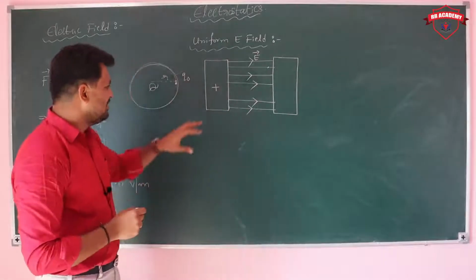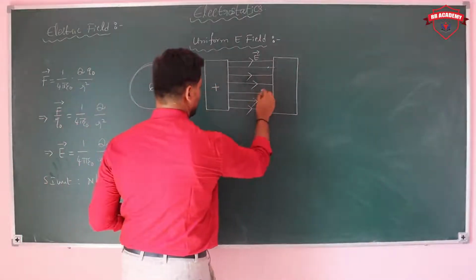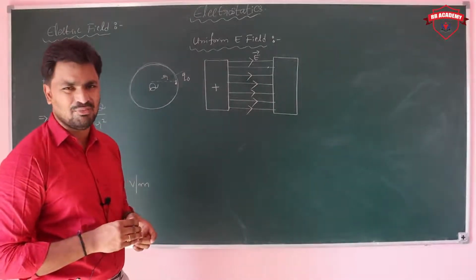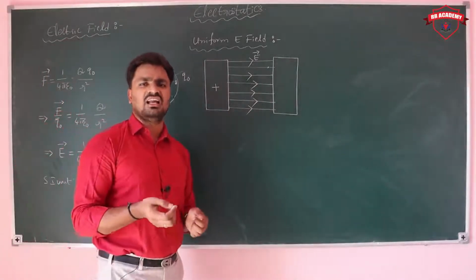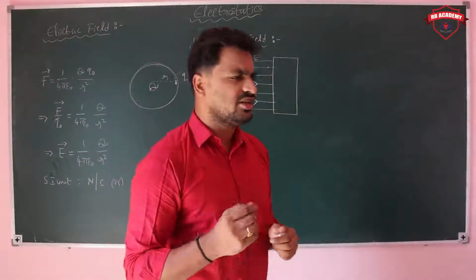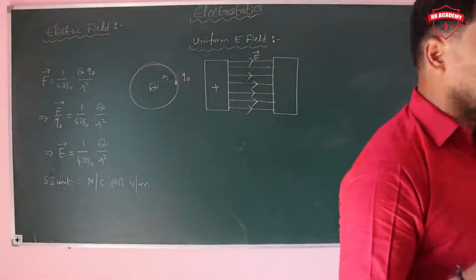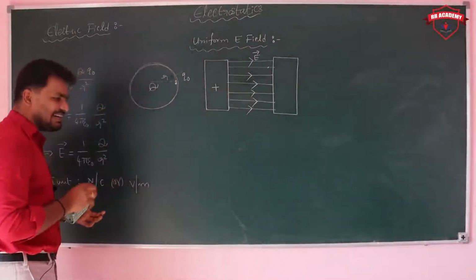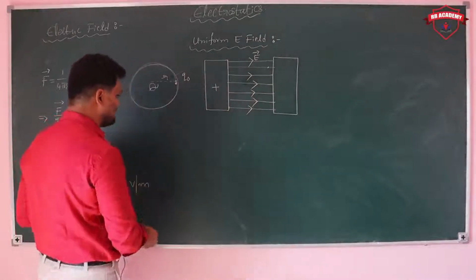So now this is called simply uniform electric field. Uniform electric field is nothing but simply that the strength of the electric field remains constant at any point. That we can call uniform electric field. Next we'll see the direction, how the electric field acts.